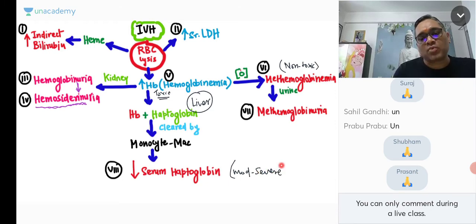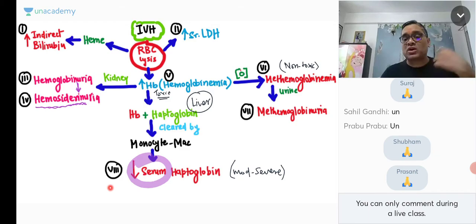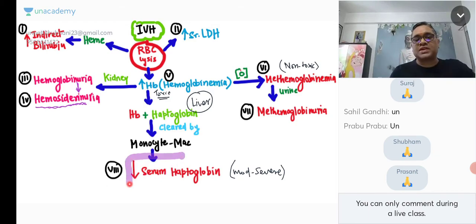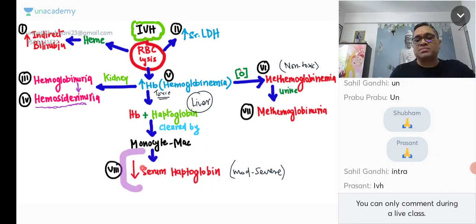That is the point we have to remember. Suppose the examiner asks you, because in older times they used to ask: is serum haptoglobin decreased in which of the following, extravascular or intravascular hemolysis? Then what should be your answer? So that time this will help you to solve this question.